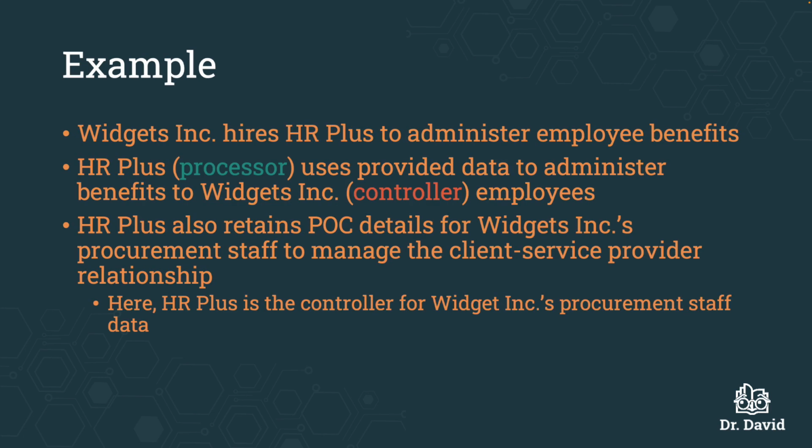Here's an example because I know that's confusing. So I want you to imagine that we have two organizations. One of them is Widgets, Inc., and the second one is HR+. HR here for human resources. So Widgets, Inc. hires HR+ to administer employee benefits. Again, I want you to think that Widgets, Inc. is a small business. There may be just a handful of people here. They want to focus on their core mission, and so they take some of this administrative work and they outsource it. So HR+ in this context is a processor. HR+ uses the provided data to administer benefits to Widgets, Inc. employees. Again, they're processing this data on behalf of the controller, on behalf of Widgets, Inc.